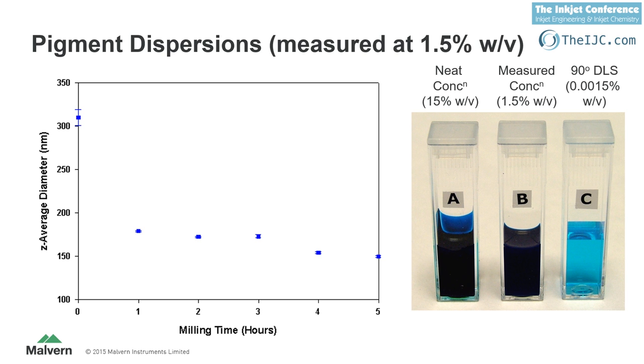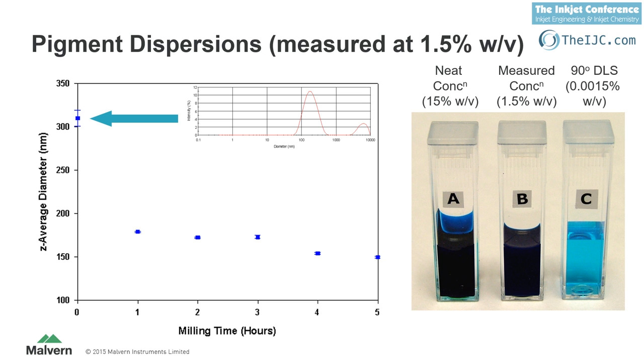So these are the measurements that we've made over different milling times. We start off with some particles just over 100 nanometers, and then we've got some big particles in there as well. So that's primary particles and some agglomerates is what we start with at the beginning of the milling run.